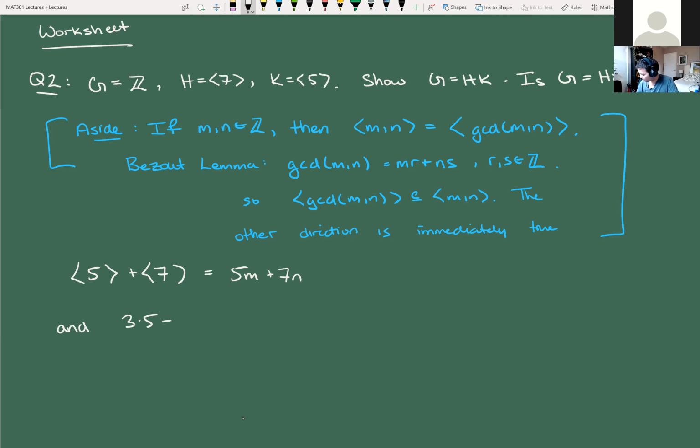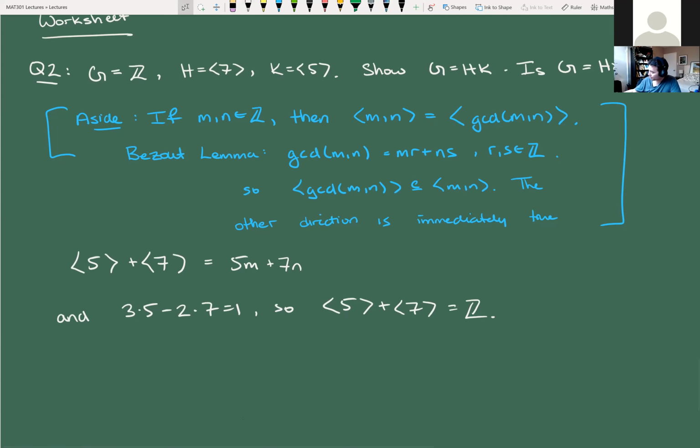3 times 5 minus 2 times 7 is equal to 1. So 5 plus 7 is all of Z, right? It's certainly a subset. 5 plus 7 is a subset of Z. And if you give me any number Z, just take this equation here, multiply it by that number, and now you've shown it's in the left-hand side as well, right? So in this case, because it is abelian, they work out to be the same thing.